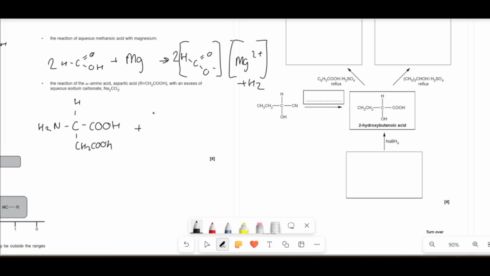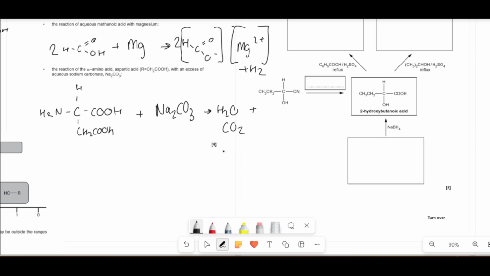So we're reacting it with excess Na2CO3. That's a metal carbonate. So an acid and a metal carbonate makes a salt plus water plus carbon dioxide. Now there's a carboxylic acid group there, and there's a carboxylic acid group there. So that means it's going to react with both of those. So the salt is going to be on the other side.